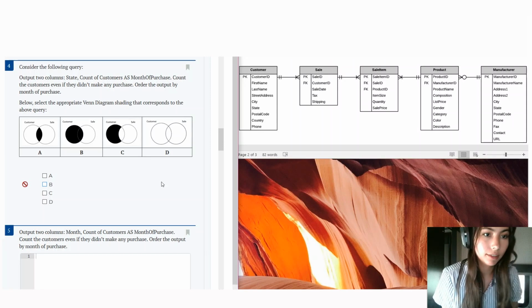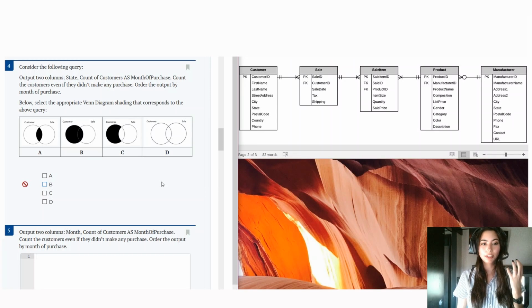Consider the following query. Okay, let's not forget we have customer entity and sale entity. Output 2 columns, state, count of customers as month of purchase. Count the customers even if they didn't make a purchase. Okay, this is saying I know that we have customer and I know that we have sale entities and I know they have a relationship between each other. Count the customers even if they did not make any purchases. Okay, that means I want everything from customer. I want all of the customers who did not make a purchase, which is over here, and I also want customers who did make a purchase, which is right here. So that means I want everything from customer. So I'm thinking that B is the answer.